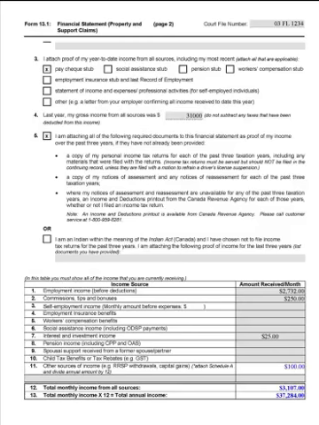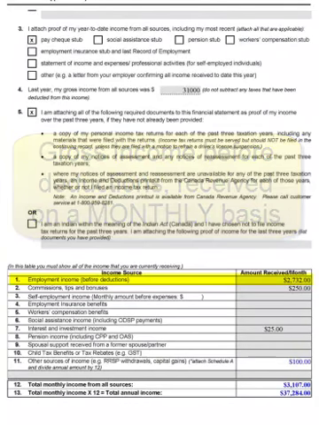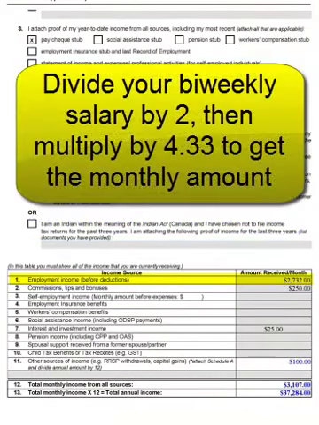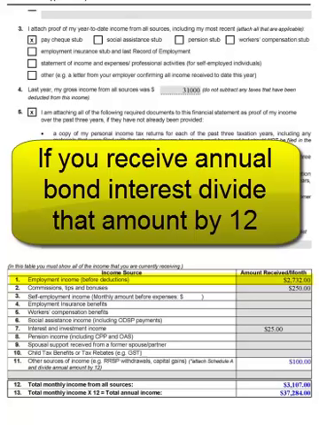In the income table, lines 1 to 10, for each source of income, put the gross amount before deductions received on a monthly basis. So if you're paid your salary every 2 weeks, like most employees, then divide that number by 2 and multiply by 4.33 to get the monthly amount, as there are more than 4 weeks in a month. If you receive annual bond interest, divide that amount by 12. The amounts are what you are currently receiving and expect to receive this year.